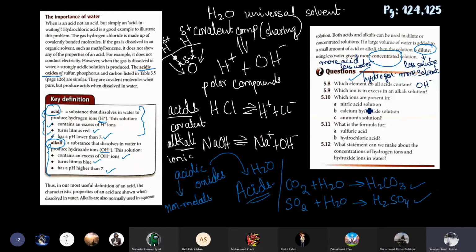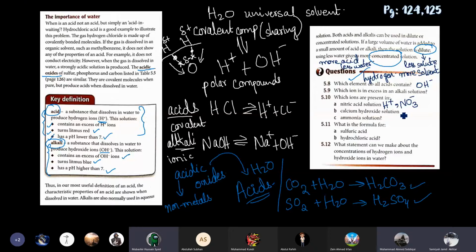Which ions are present in nitric acid solution? Nitric acid is HNO3. When it splits into its ions, what will those be? H positive ions and nitrate, NO3 negative, because nitric acid is HNO3. So it will split into H and NO3 separately. You can see the table at the back where the names and formulas of the acids are written.